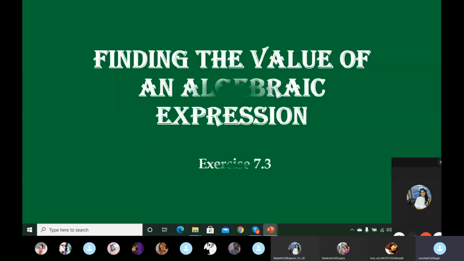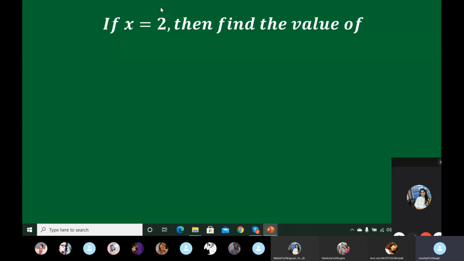Okay, we will be dealing with finding the value of an algebraic expression, exercise number 7.3, the last exercise of this chapter. First, let's understand the concept. If x is given, then we have to find the value of the other term. Before this we were just making the algebraic expression. Now we will be substituting values and trying to find the value of the total algebraic expression.